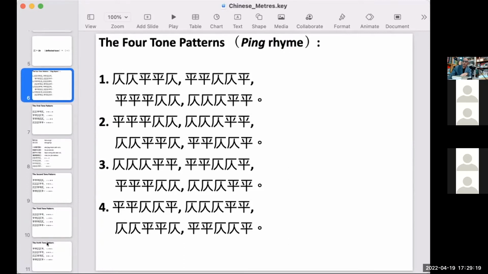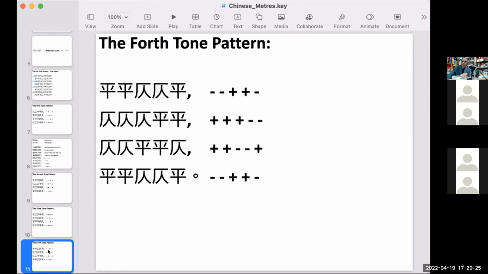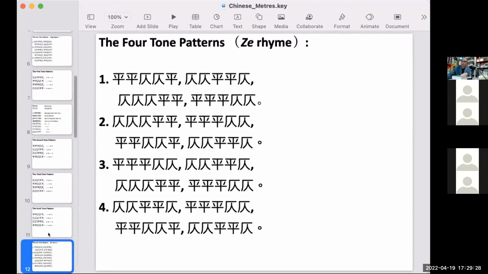If you'd like to use your mobile to take a photo, do that. And these are the four patterns if it's ze rhyme.